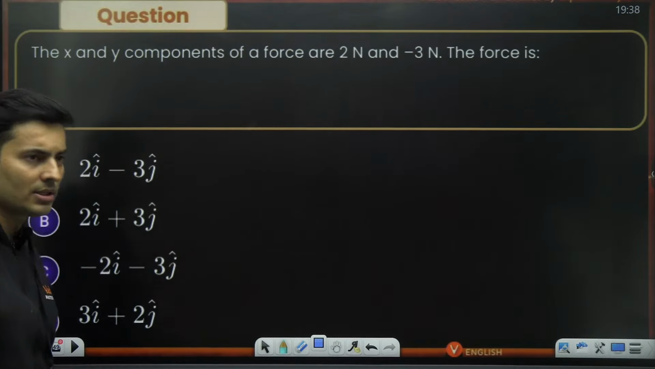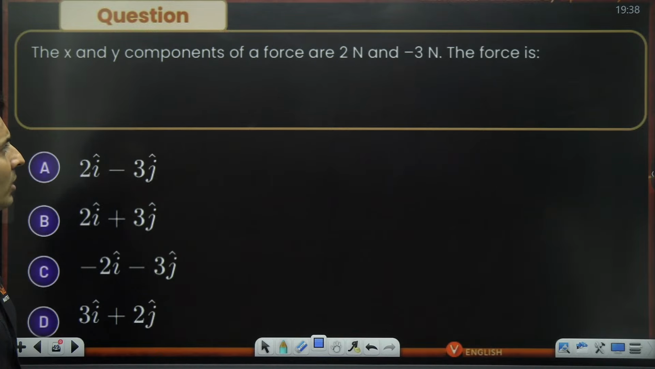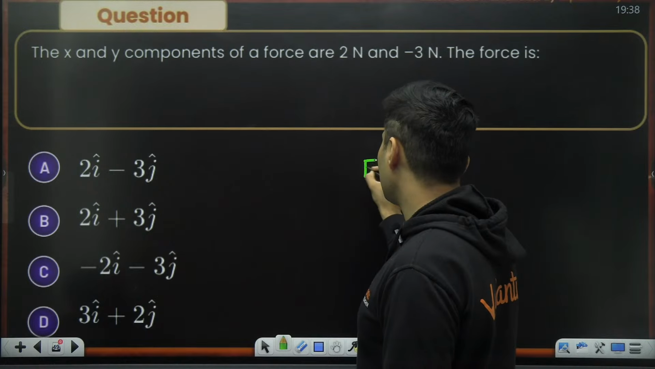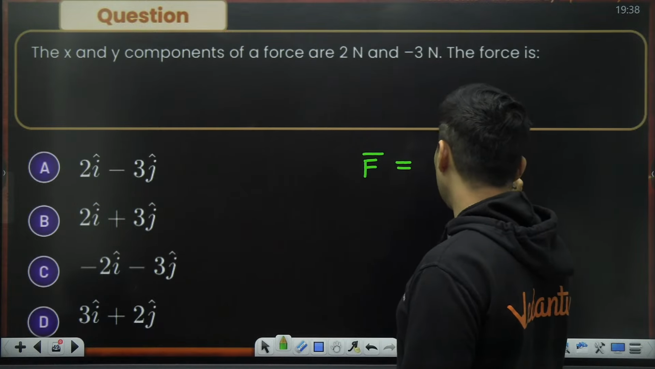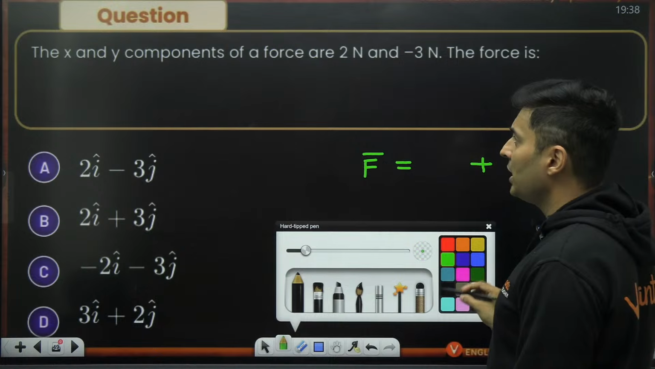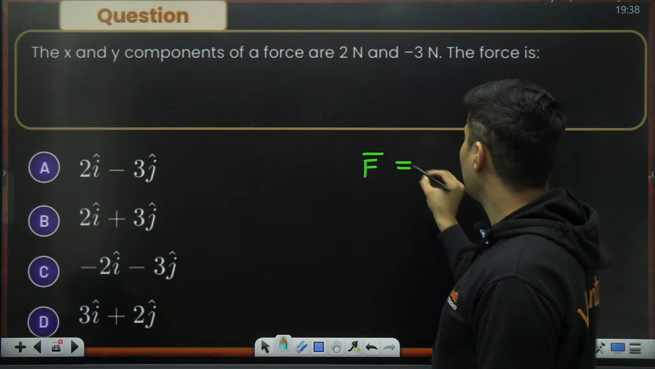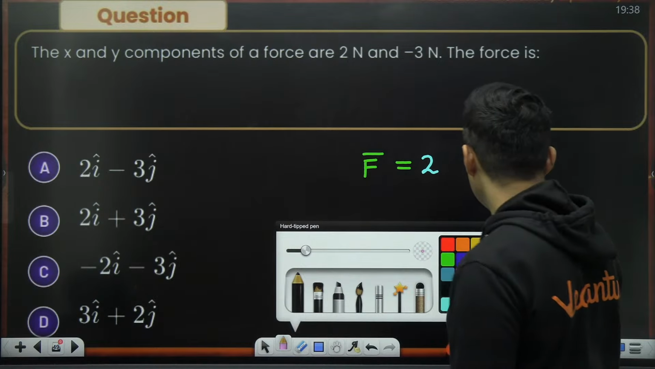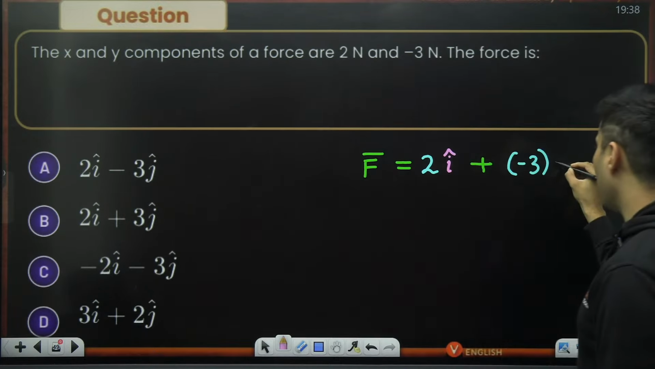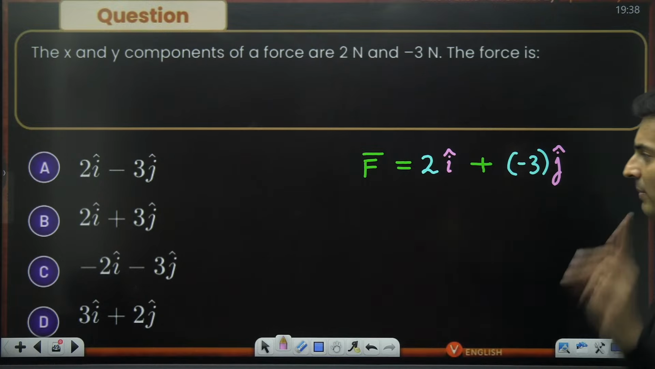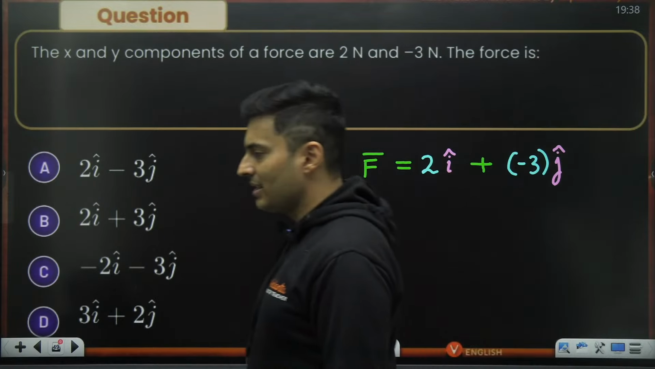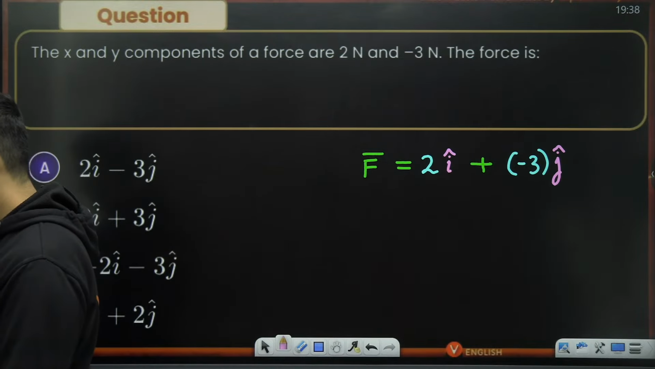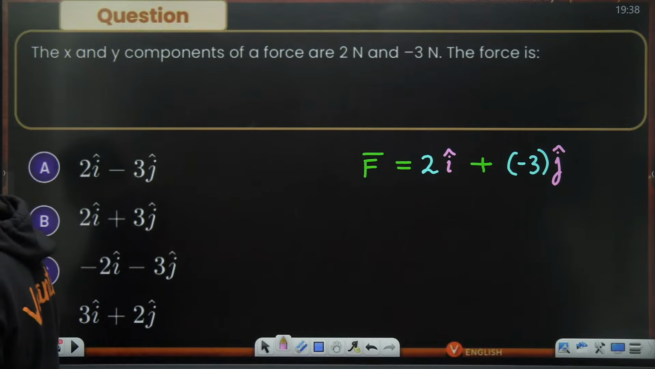Let us see the first question on your screen. The x and y components of a force are 2 Newton and minus 3 Newton. What is the force going to be? Well, my force is this vector F, and it will be the sum of two forces. The x component is 2 Newton, the y component is minus 3 Newton. The x component means i cap, the y component means j cap. So 2 i cap minus 3 j cap. Where is it? Option A. Yes, perfecto. That is option A. Is this clear, everyone?